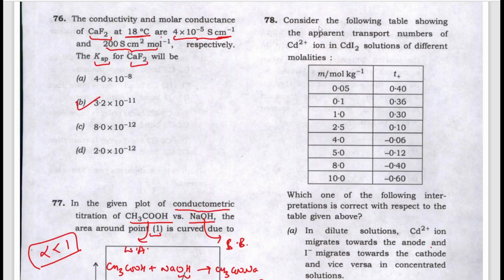In the next question, consider the following table showing the apparent transport number of cadmium 2 positive ion in cadmium iodide solution of different molarities.